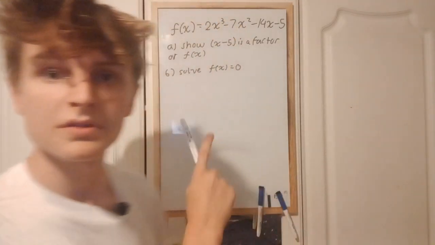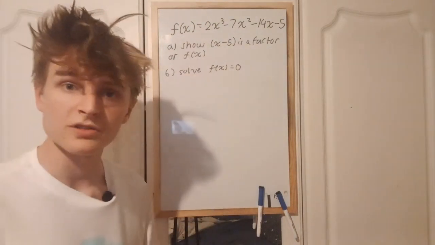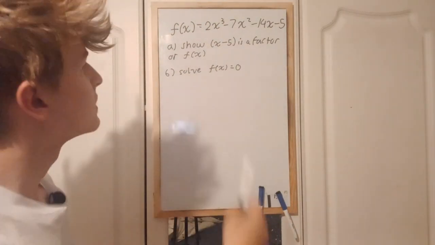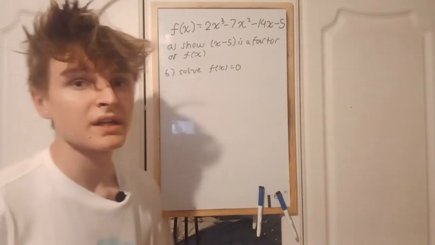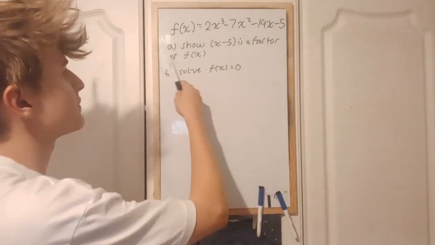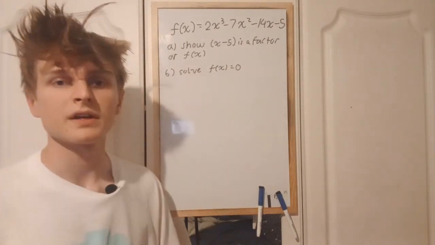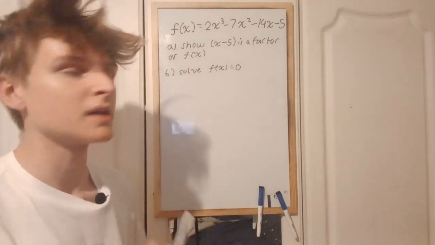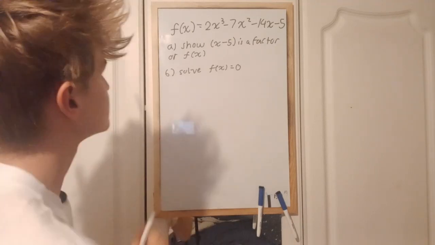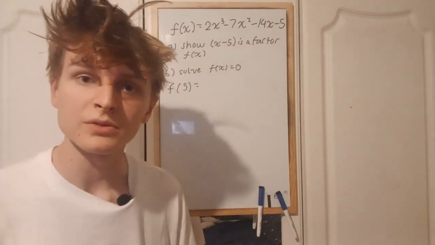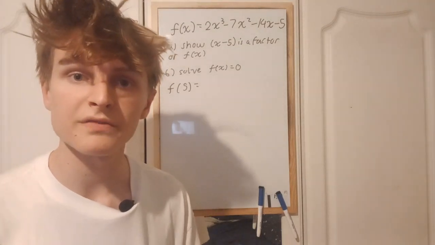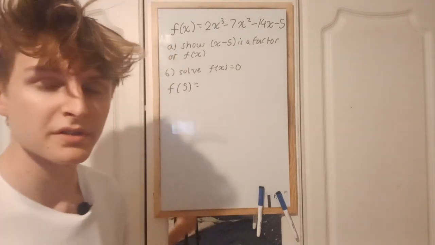Okay, so let's go through this first example here. We have the same function as last time, recycling. We have f of x equals 2x cubed minus 7x squared minus 14x minus 5. And our first part is to show x minus 5 is a factor of f of x. So pretty clear how we do this, the usual business. We just put in f of 5, and we hope, and if it equals 0, then we conclude by the factor theorem that x minus 5 must be a factor.